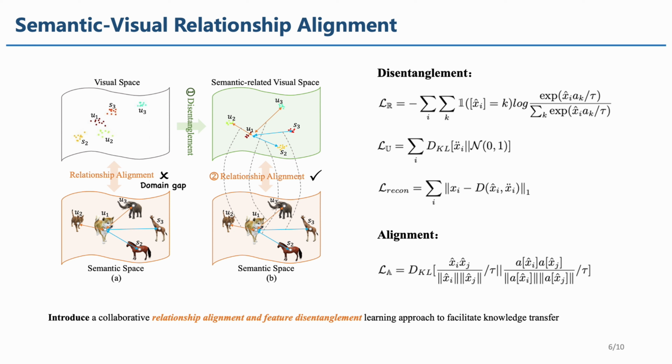Therefore, we considered decoupling the visual features before performing relationship alignment. The decoupling method involves separating the features into semantic relevant features and semantic irrelevant features. Then, we align the visual semantic relevant features with the semantic features. The semantic irrelevant features are expected to follow a normal distribution, representing features without specific information. On the other hand, the semantic relevant features should be able to be classified into specific semantic information through their features.